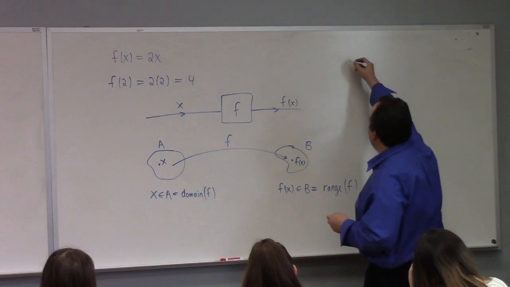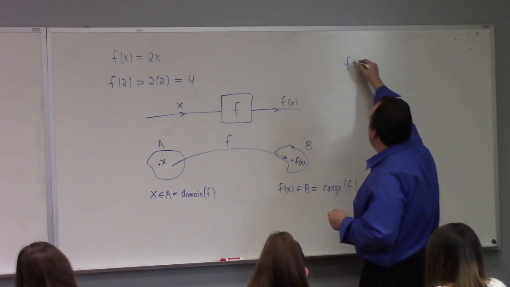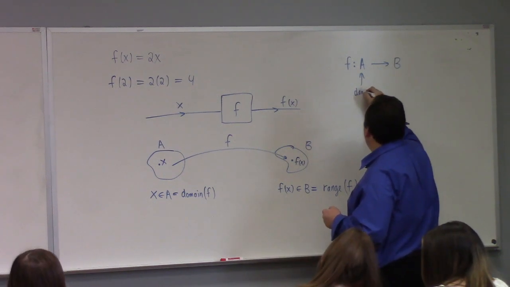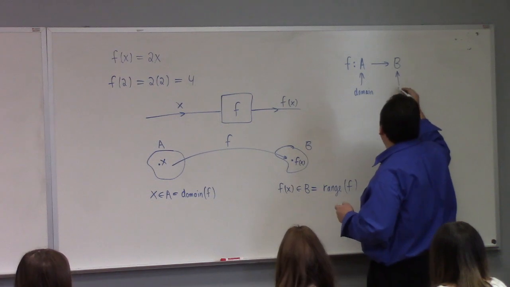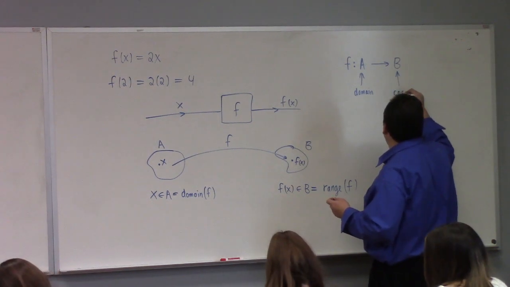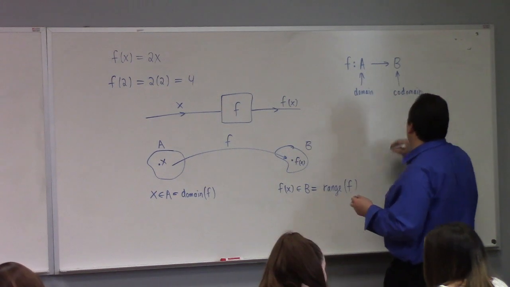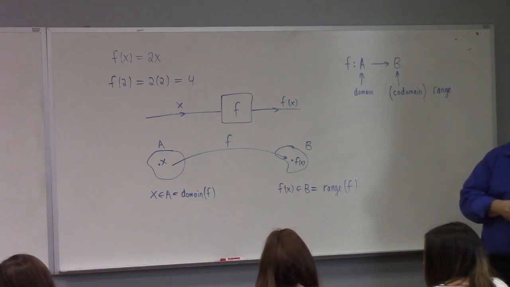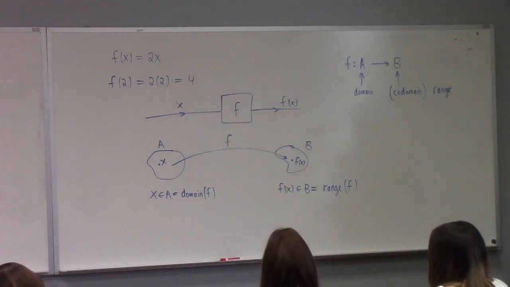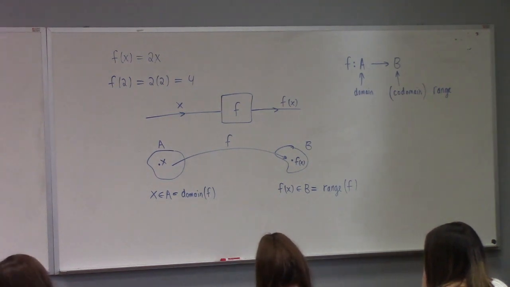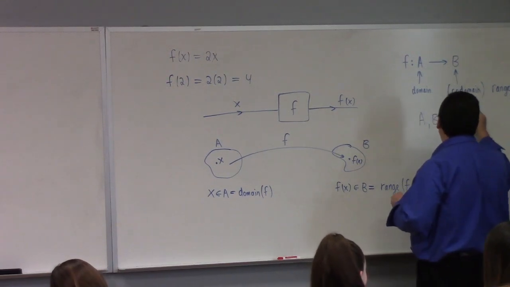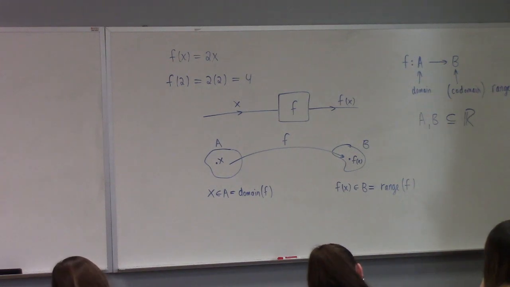So here's other notation. This means a function from A to B. So this is the domain. And over here is, technically, the codomain. But we'll just call it the range because we're not really going to worry about the distinction between codomain and range in here. Just saying, there is something to think about there in future courses. Now here, both A and B are going to be subsets of the real numbers.